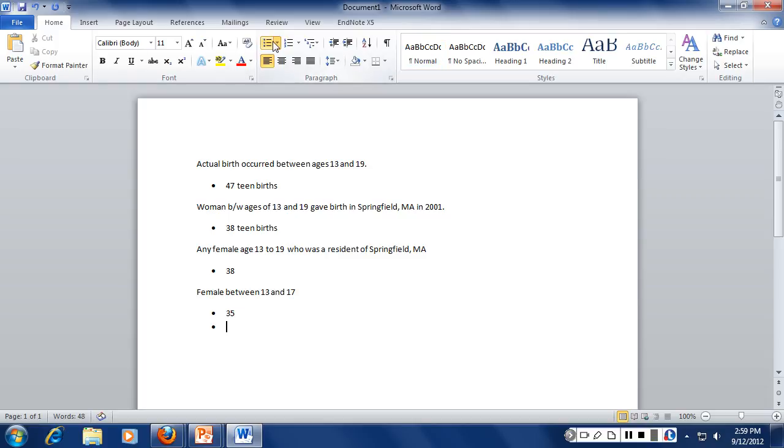And last group. Ours was any woman between the ages of 13 and 19 that gave live birth while residing in Springfield, Massachusetts. So it was residing in, not delivered in. Which did you count? Well, we meant delivered. You meant delivered in. Okay, because there's a difference. So you counted people that were delivered in, which came out to be 41.